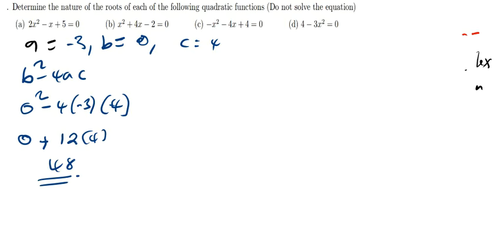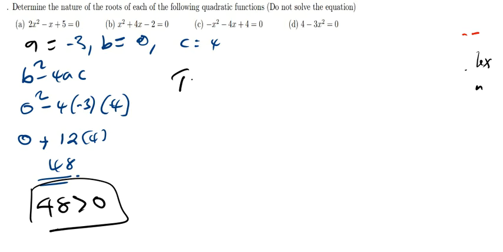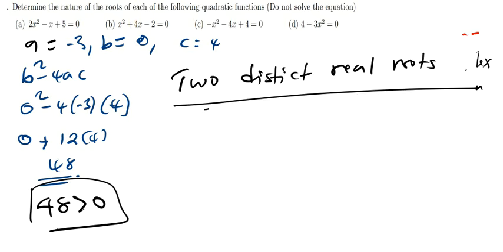So is 48 less than 0, equal to 0, or greater than 0? Greater than 0. So the conclusion is two distinct real roots. That's the conclusion. Go ahead and solve part B and C, and I'll be waiting for the answers.